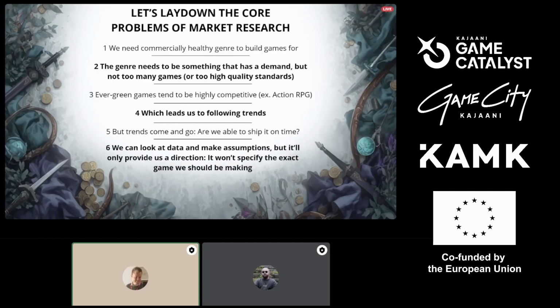Evergreen games tend to be highly competitive, as an example the action RPG games, so we cannot really make games for that either. Which leads us to following trends, but trends are also a problem because game development takes time, and trends come and go. So can we actually ship it on time? We can look at the data and make assumptions, but it will only provide us direction. It won't specify the exact game we should be making. So those are the problems we have now for market research. Now we try to solve that within a very concrete example of how to make market research for a game.